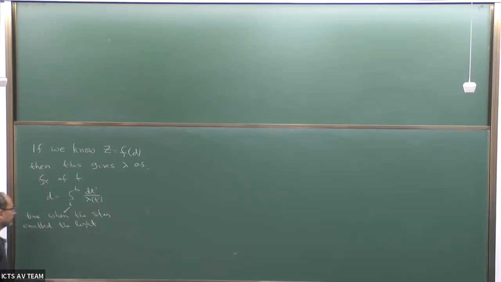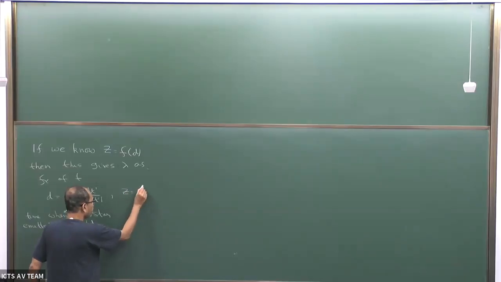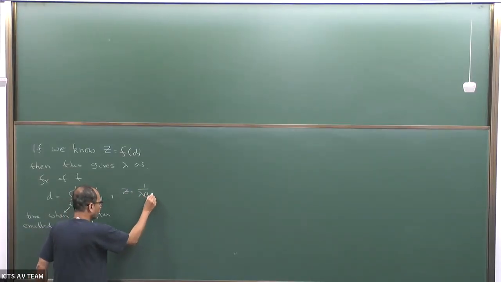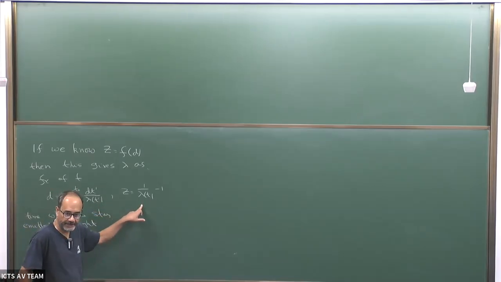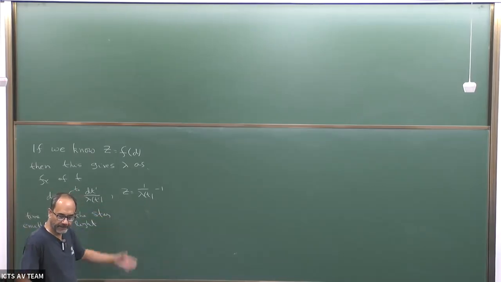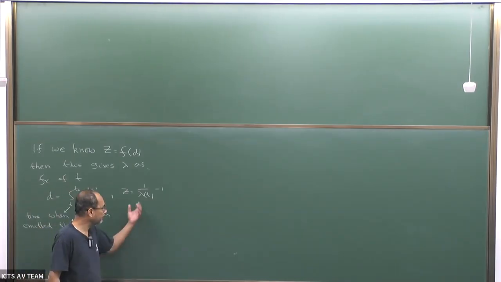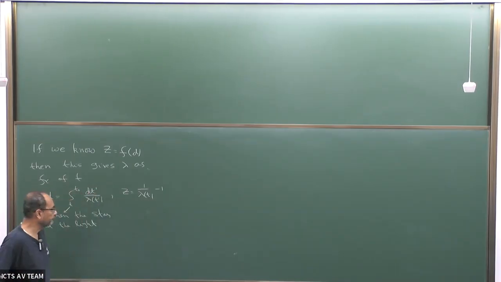Okay. On the other hand, z we define as 1 over lambda of t minus 1. Yeah, t naught is today, right? Imagine that you are receiving it today. T naught is today's time. So that's the convention I'll always use. T naught will be used for today's time. So this was essentially the definition of z. Right? Today lambda is 1, so z is 0. And we define z as this. That gives a redshift.